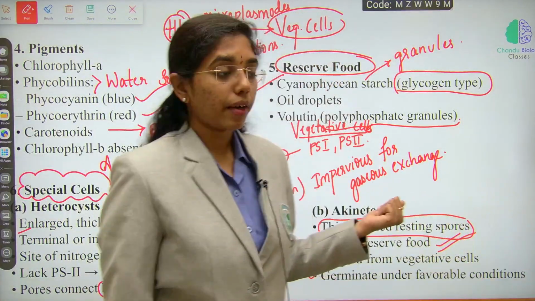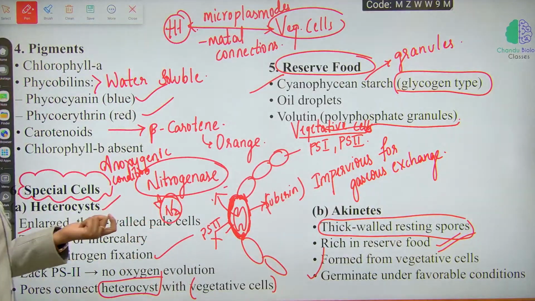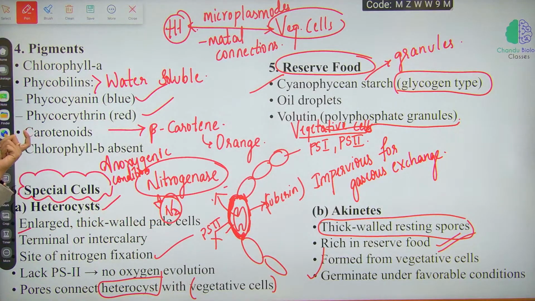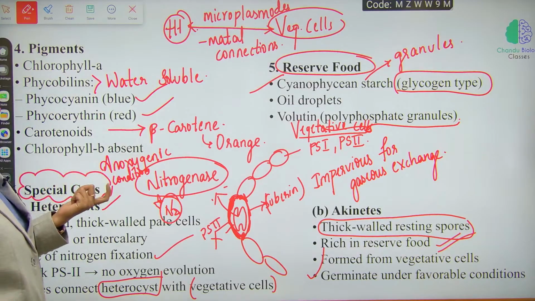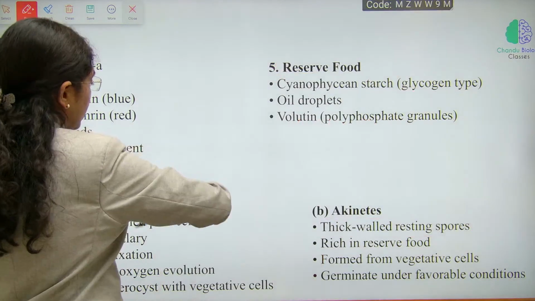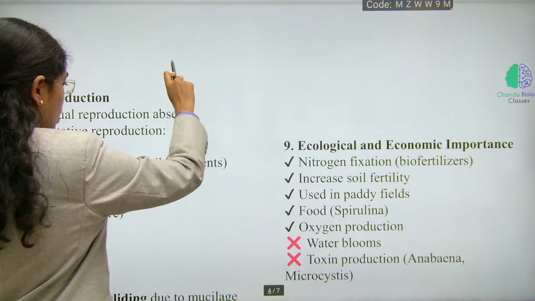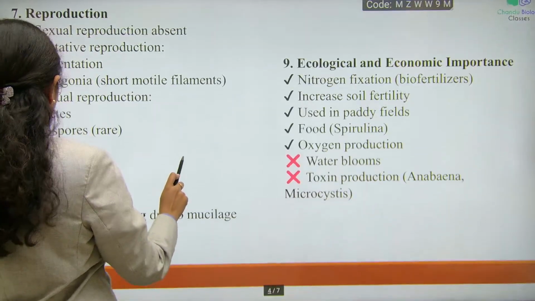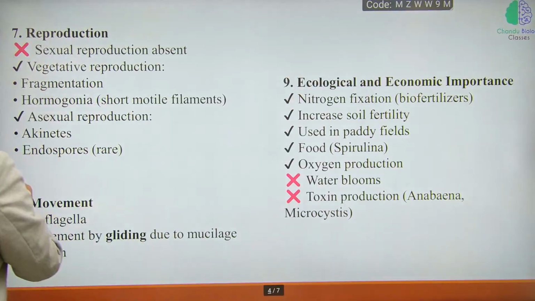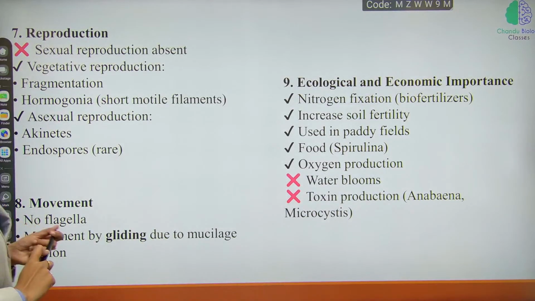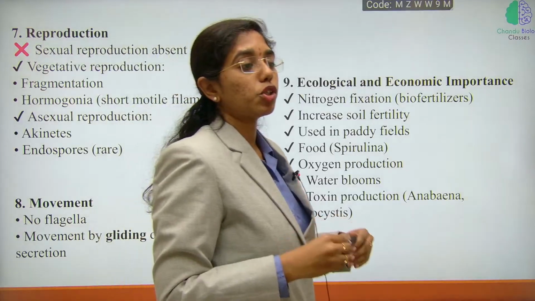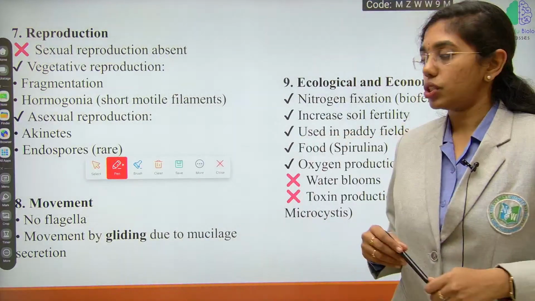Any doubts till here? I hope everything is clear till here. You are clear with the pigmentation, you are clear with special cells and reserve food material. Now about reproduction and movement. Before getting into the reproduction and movement, you should know about the cytoplasm which is present inside the BGA.